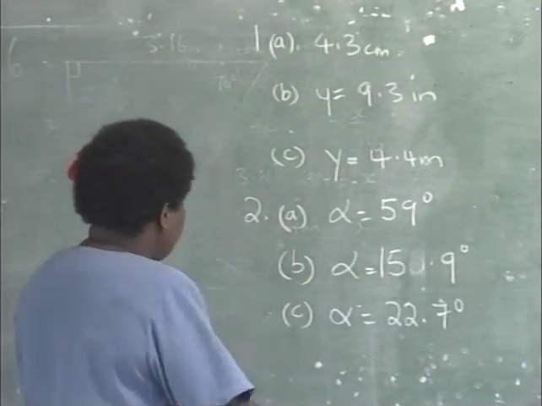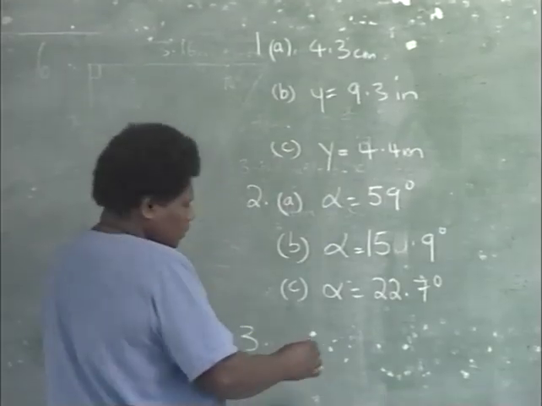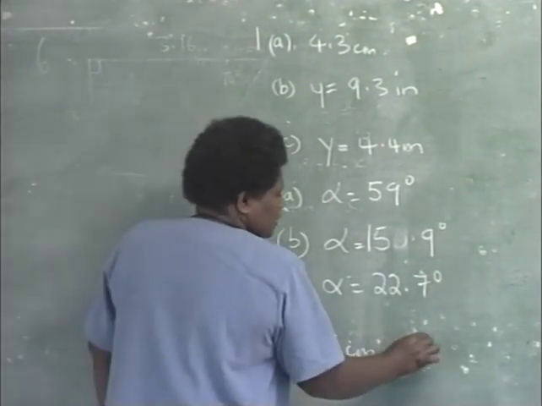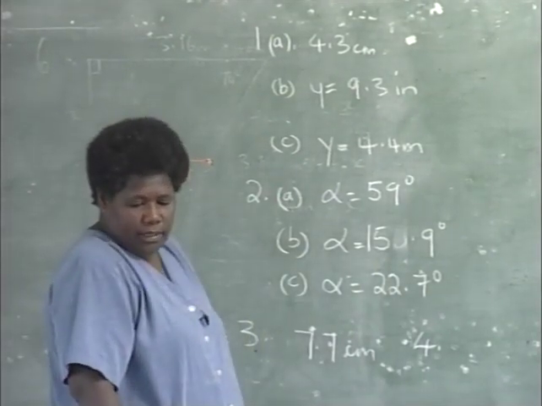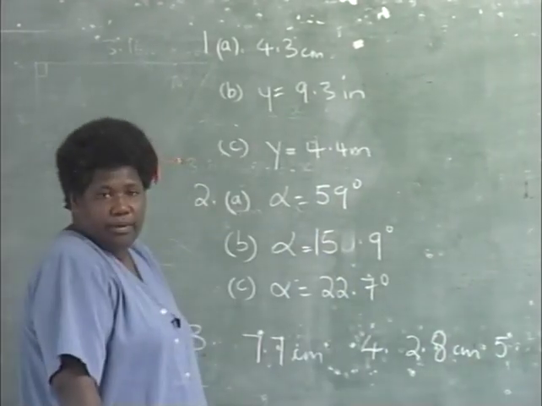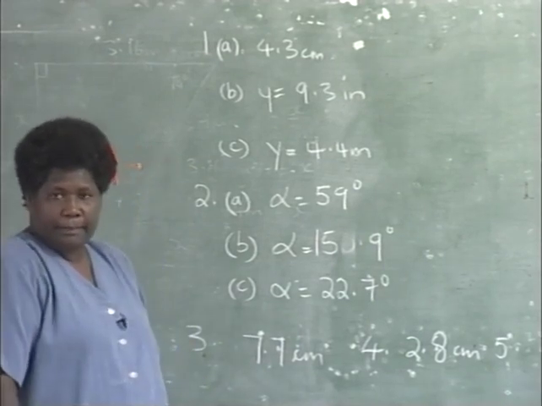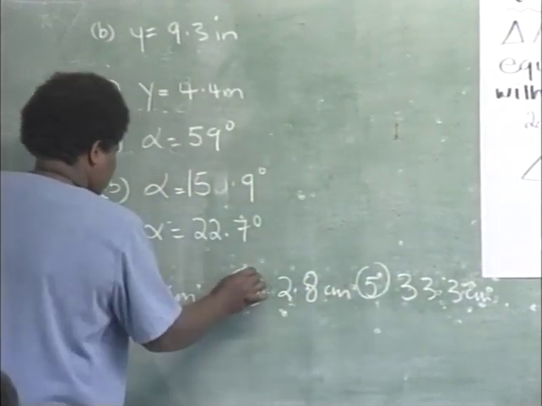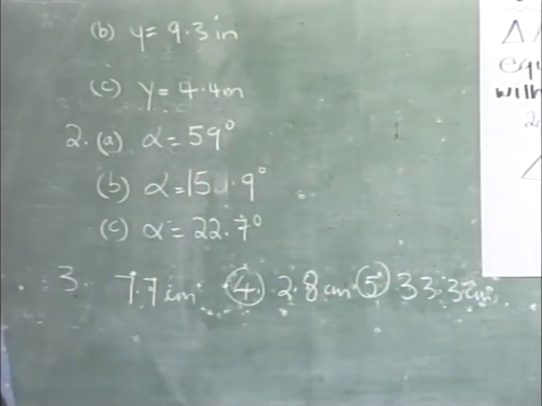Number 3, Rita. 7.7 centimeters. Number 4, Daniel. 2.8 centimeters. Number 5, Boromeo. 33.3 centimeters. Okay, 33.3 centimeters for number 5.